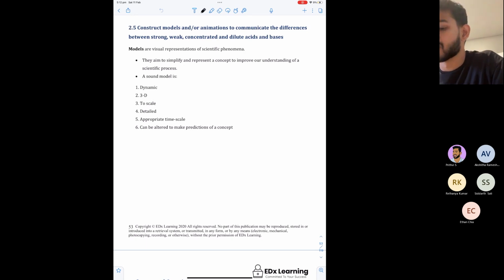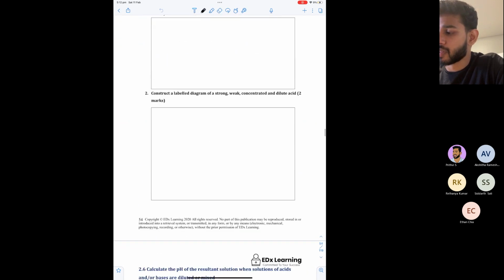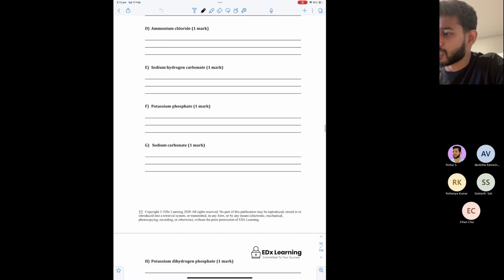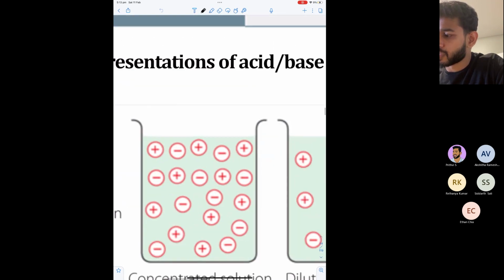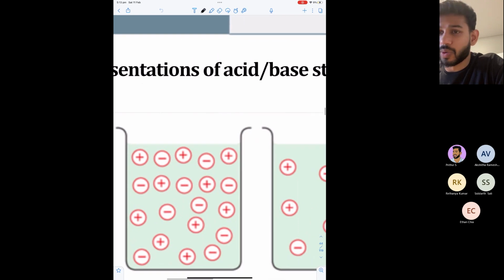Rithanya, what determines a concentrated and a dilute acid or a base? If it goes to completion or not, so it would be the equilibrium. Concentrated or dilute acid and base is to do with equilibrium. Let me show you, there should be an image here that I have. Rithanya, what is this? Is this a strong or a weak acid? Rithanya, strong or weak acid? Why?